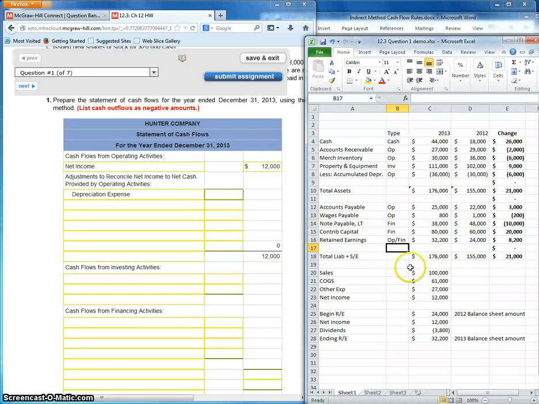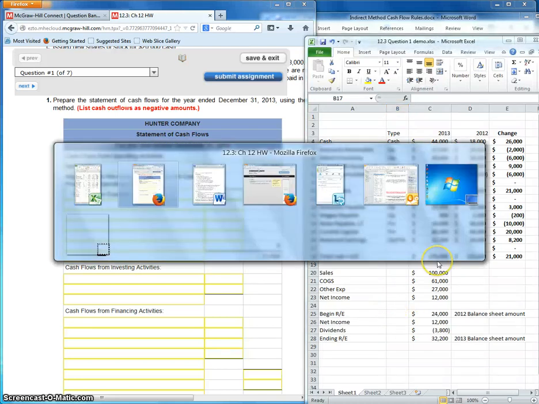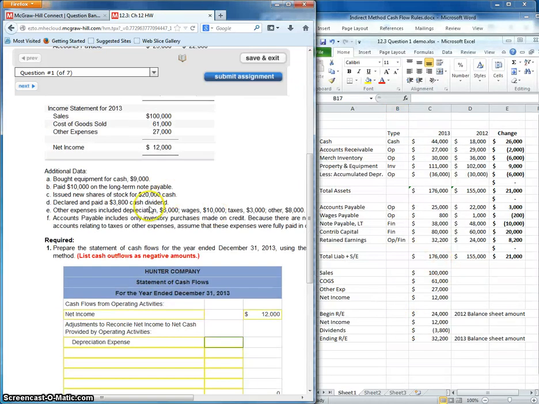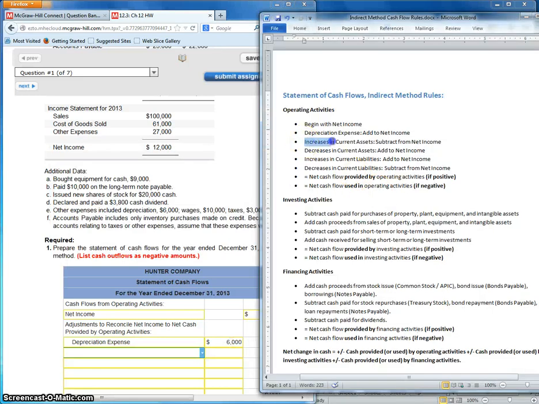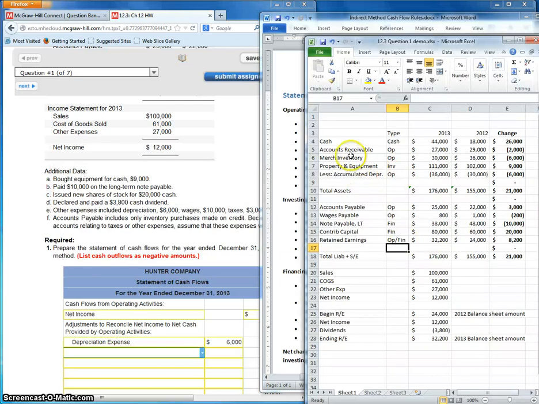And if I go to my data, my depreciation actually is still in the problem sitting here. How much is our depreciation? $6,000. So add that in as a positive number. $6,000. Next step, according to my rules now, is to analyze my balance sheet items, so any of my current assets and current liabilities, see if they increased or decreased, and then follow my rules to determine whether to add or subtract. So let's go to the balance sheet.